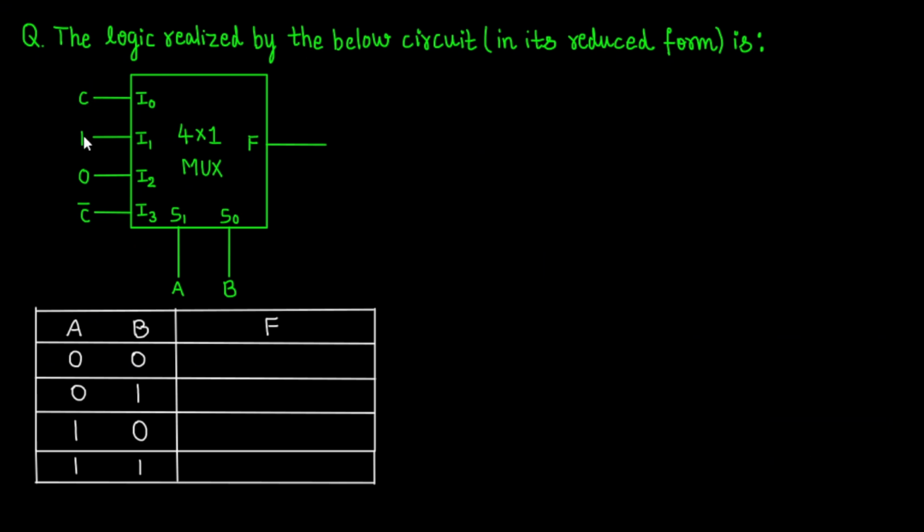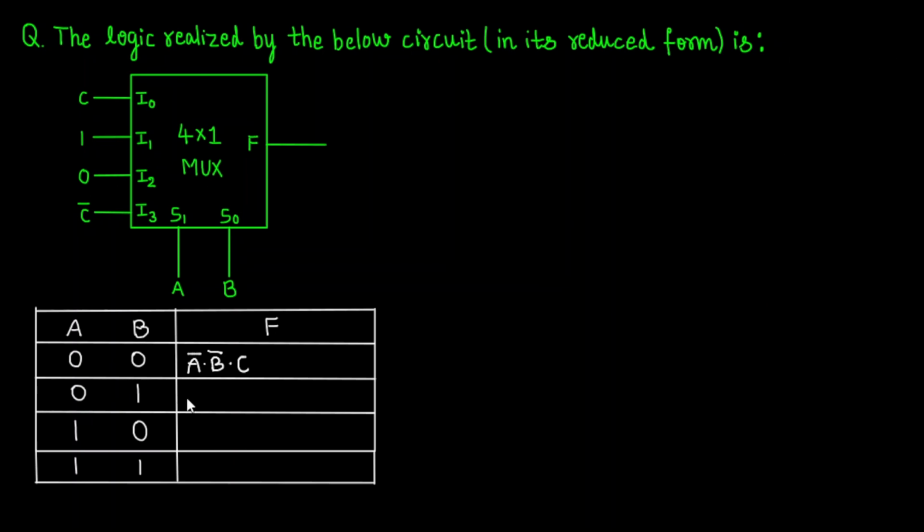Here it is given that C, 1, 0 and C bar are the four inputs and A and B are the select lines, and F, which is the output, is asked by us in its reduced form. So consider the two select lines A and B and write all possible two input combinations 0 0, 0 1, 1 0 and 1 1. So as we have already done this in the prerequisites, let us write the output expression. So for 0 and 0, both A and B must be complemented. And the first input, which is C, must be written as a product of it because 0 0 will access the first input towards the output.